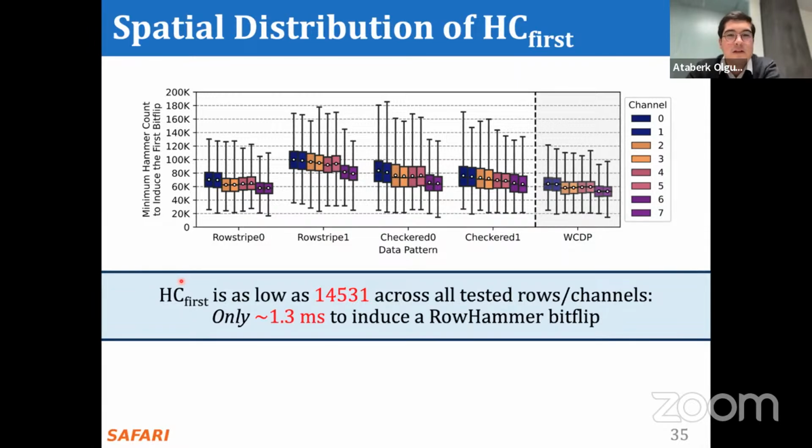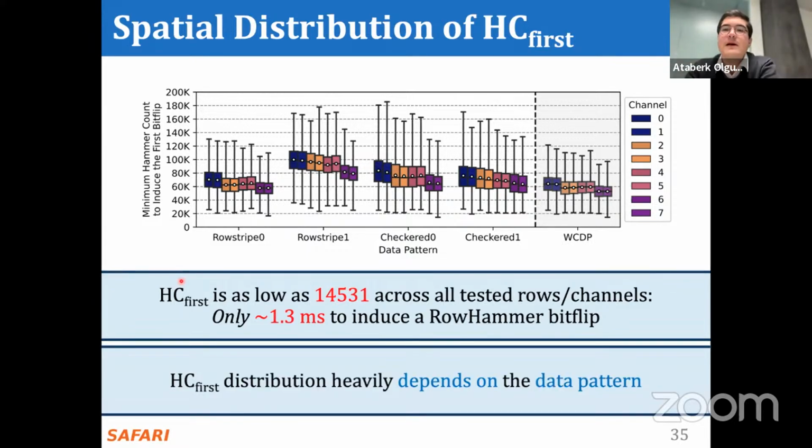We observe that HC first is as low as around 14,000 across all rows we've tested. And this means that we can induce a bit flip in only around 1 millisecond if we have access to this low-level interface. That means we can issue activate and precharge commands at the highest possible rate. We see that the HC first distribution depends heavily on the data pattern that we use to initialize DRAM rows.